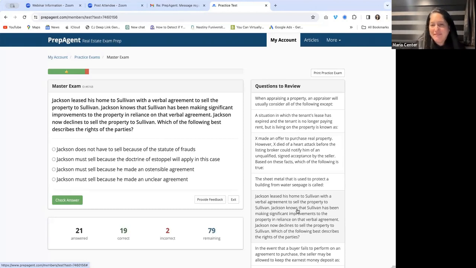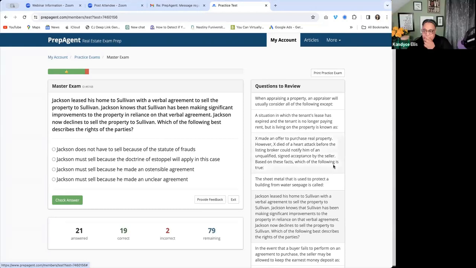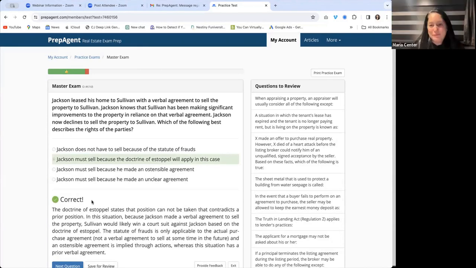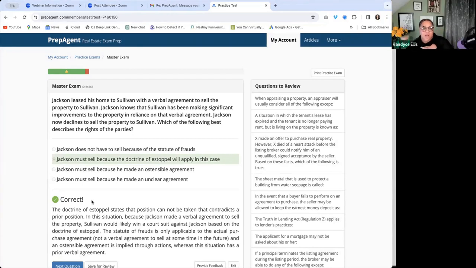This one's a tricky one. I like this one. I will say this question has two of my least favorite words in this entire class: ostensible and estoppel. They're both such legal concepts, and I'm like, why? But they do make sense. Once they make sense, they make sense. I'm just like, why do we have to overcomplicate it and come up with a fancy dancy word?